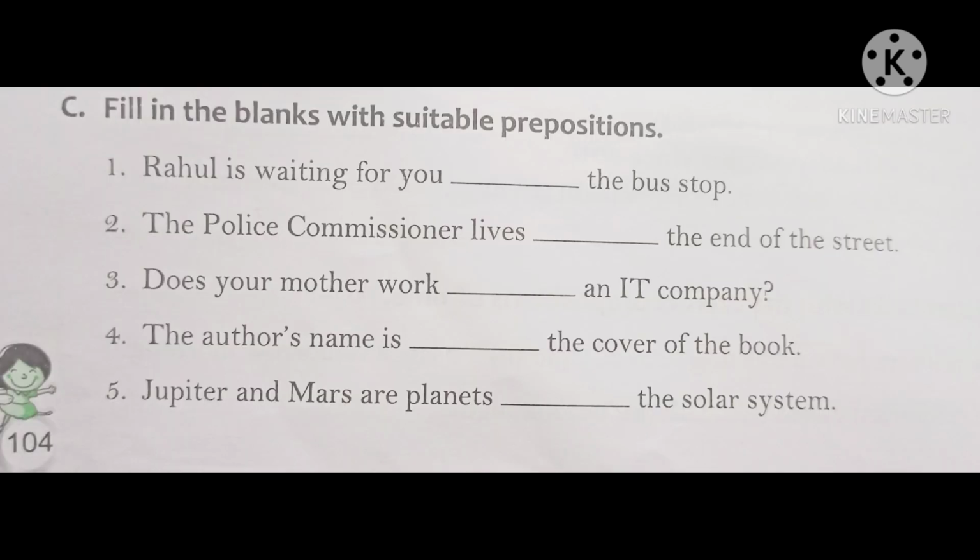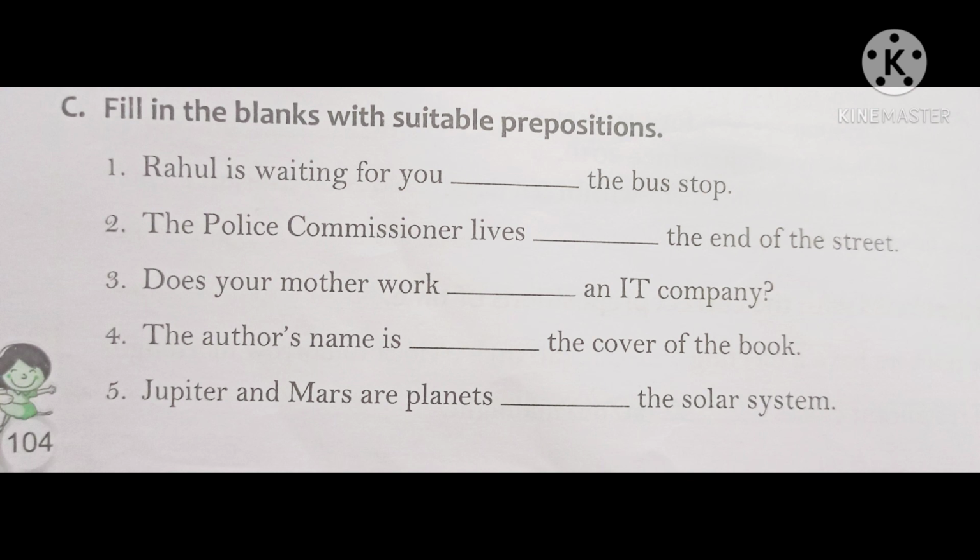Now let's take a look at this exercise to understand it better. Page number 104 of your book. Exercise C. Fill in the blanks with suitable prepositions. Number 1. Rahul is waiting for you dash the bus stop. Right? Rahul is waiting for you at the bus stop.